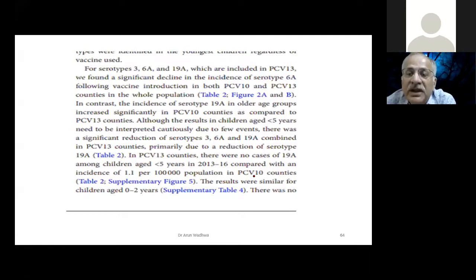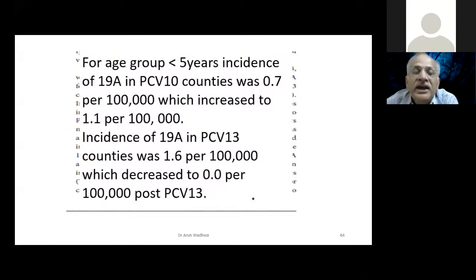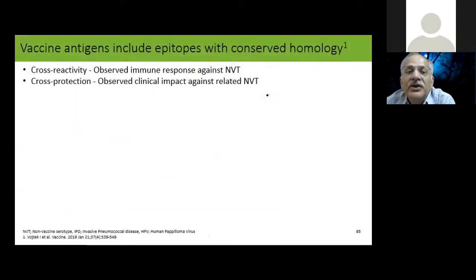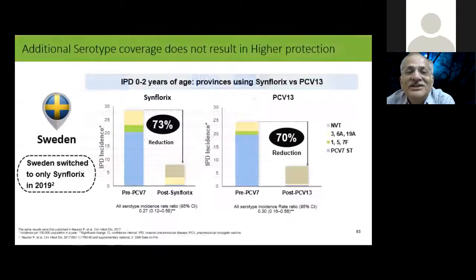And in PCV10 countries, the results were similar for children aged 0 to 2 years. So when you read this and summarize, it says that for age less than 5 years, the incidence of 19A in PCV10 countries was 0.7 initially, which increased to 1.1. The incidence of 19A in PCV13 countries was 1.6, which became 0. So when you go back to that chart, you understand this is actually IPD in 0 to 2 years. And when you see less than 5 years or adults, the difference was not like this.